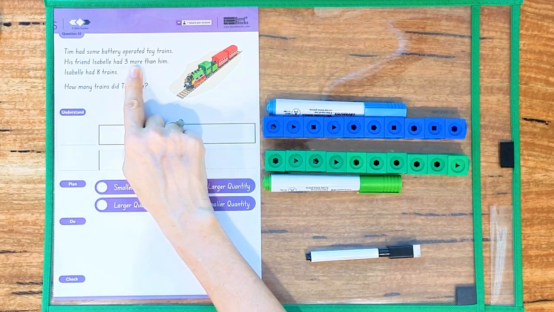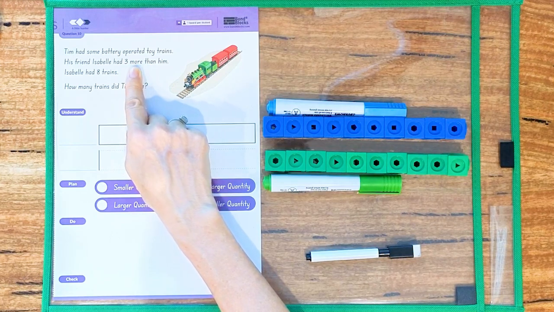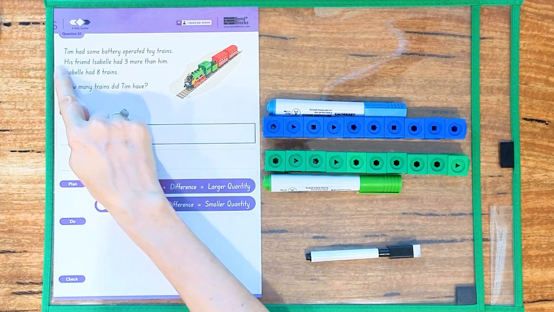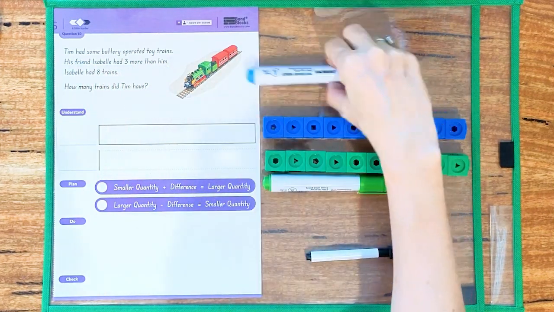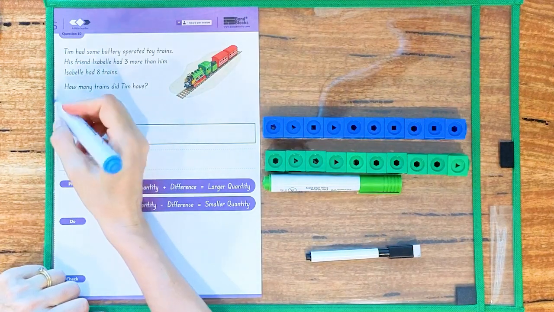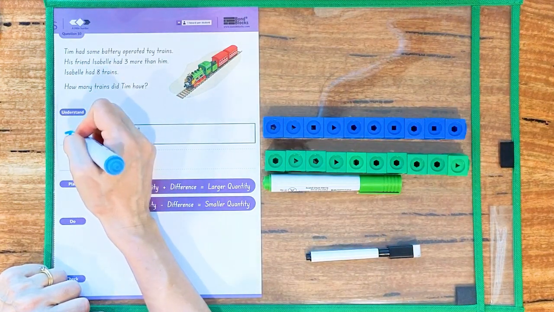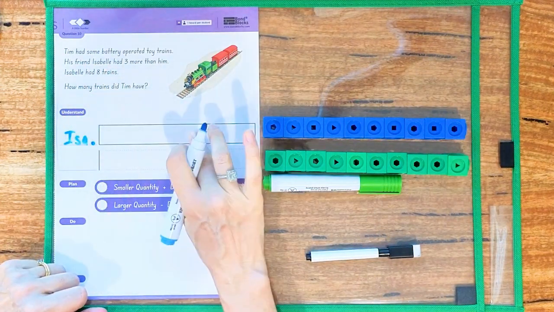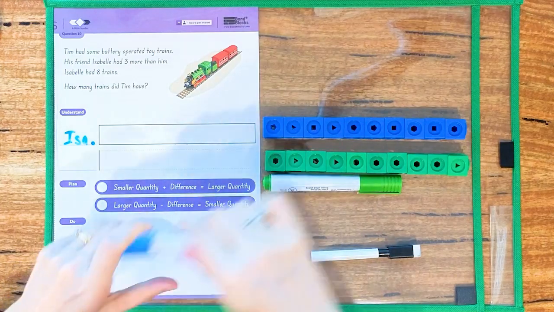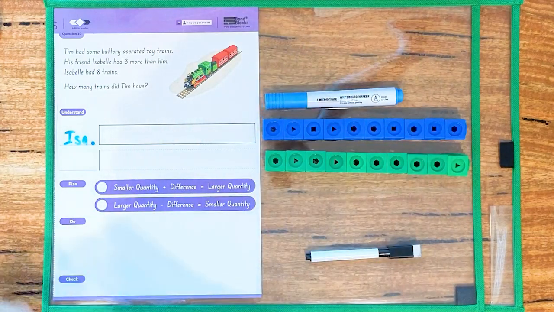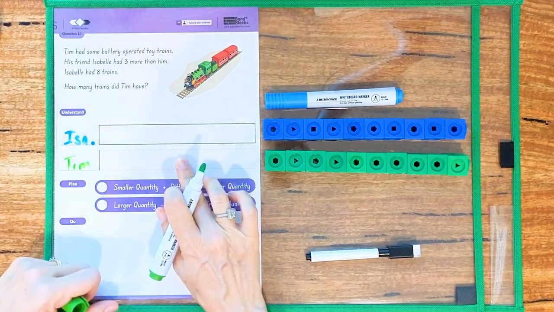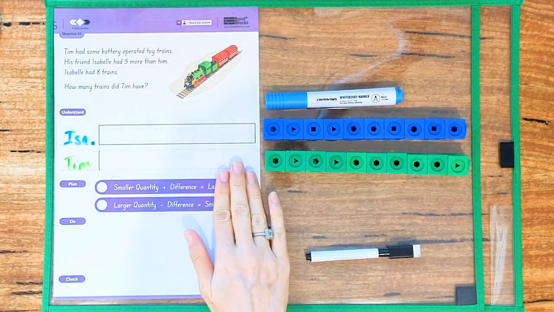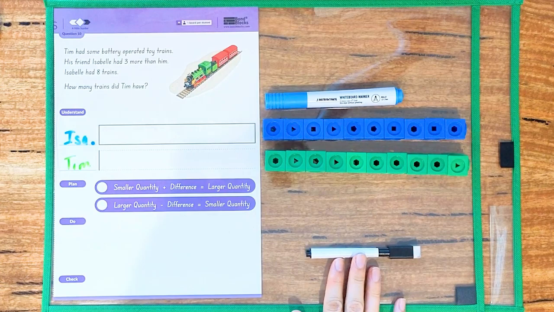Here, I'm going to read this sentence to find out who out of Tim and Isabel had more. His friend Isabel had 3 more than him. So Isabel is the larger quantity, and I'm going to put her number of trains on this bar in blue, which means that Tim will be the smaller quantity, and I will put his number of trains here along with the difference in black.